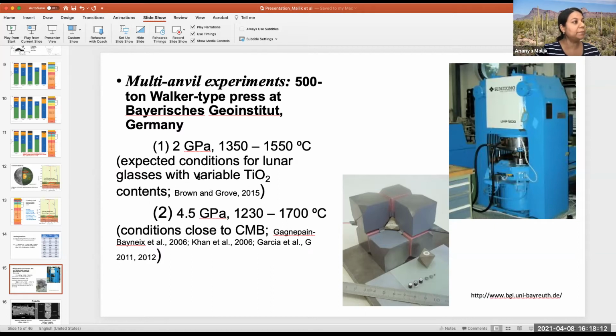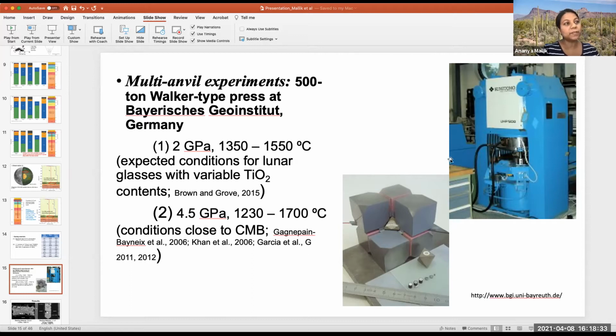So basically the experiments were done at two different pressures. One is at 2 gigapascals, which is about the depth that one would expect for the source of these lunar glasses with different titanium concentrations. And 4.5 gigapascals would be pressure close to the core mantle boundary of the moon.